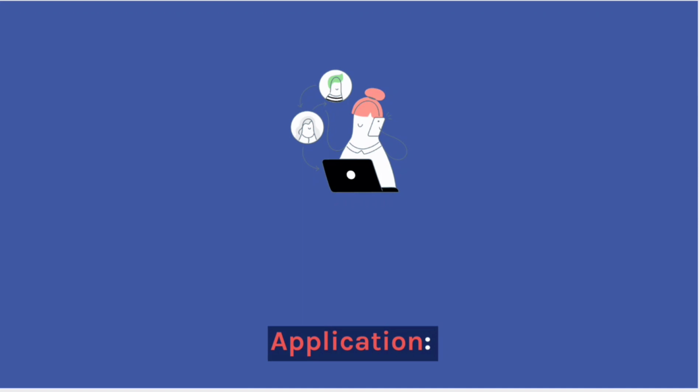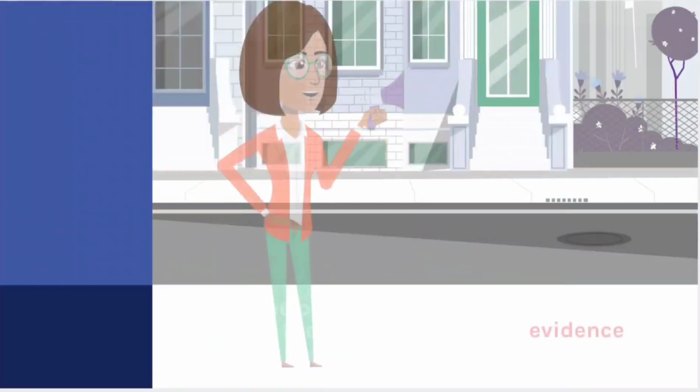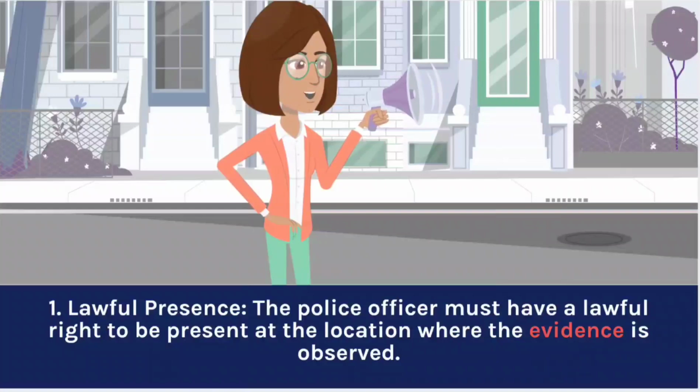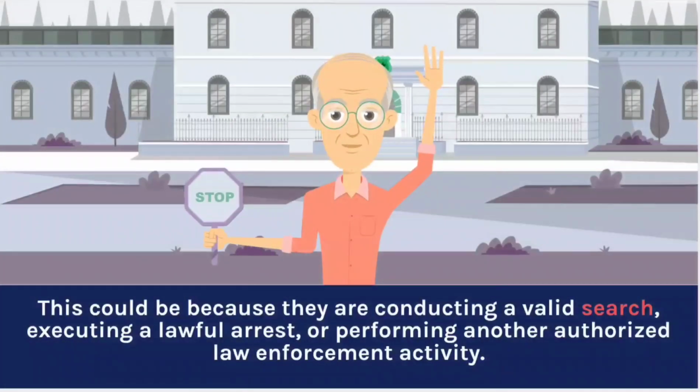Application: the following conditions must be met for the Plain View Doctrine to apply. 1. Lawful presence. The police officer must have a lawful right to be present at the location where the evidence is observed. This could be because they are conducting a valid search, executing a lawful arrest, or performing another authorized law enforcement activity.